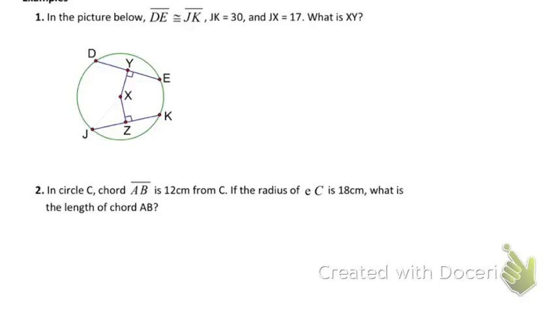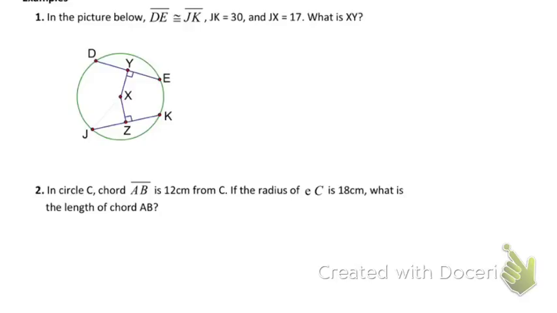Yeah. And it goes to the center. If it's going to the center and it is 90-degree, with a 90-degree symbol here, what do I know about DY and YE? Yes, Rena. They're congruent, right? So I know because of this 90-degree symbol that DY is congruent to YE. This 90-degree segment says that JZ is congruent to ZK.